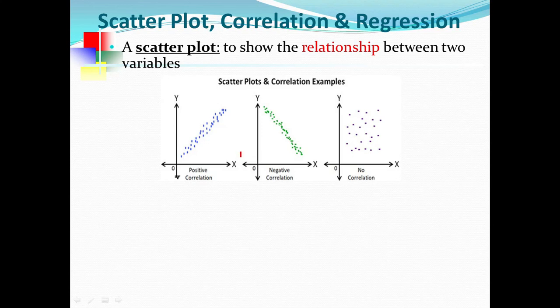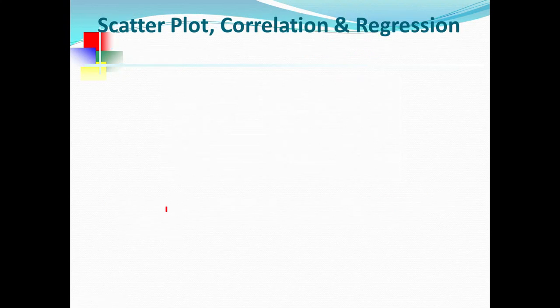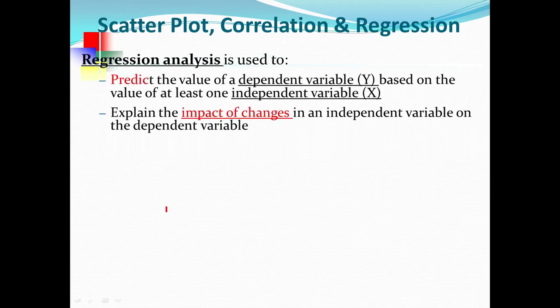Next, we may want to go further to measure the strength of the relationship. Then we have to conduct the correlation analysis. In addition to scatterplot and correlation, we also can run a regression analysis. By doing a regression analysis, we can do prediction and we can measure the impact of changes in dependent variable when the independent variable changes or is being manipulated.